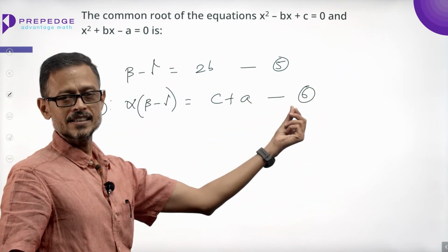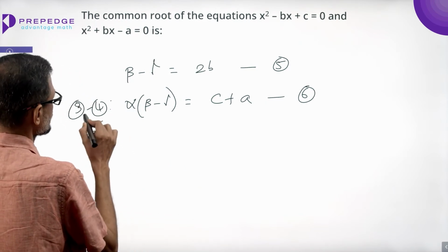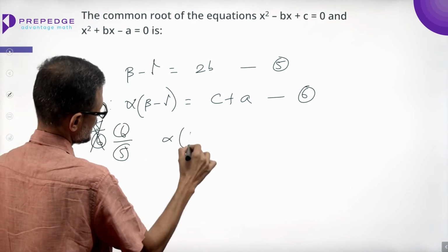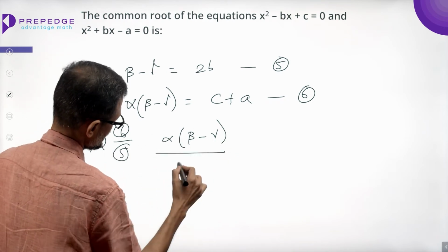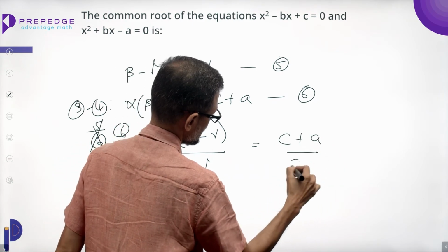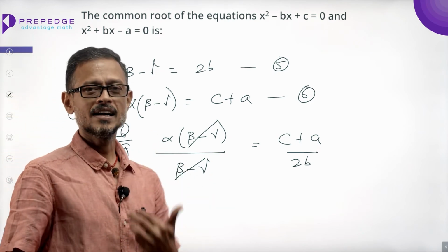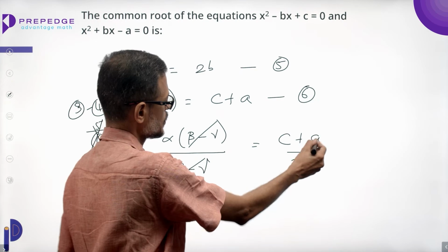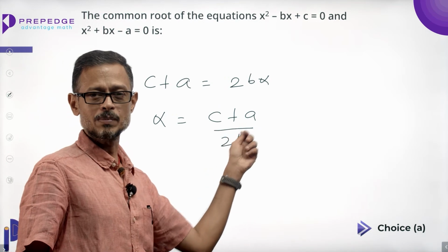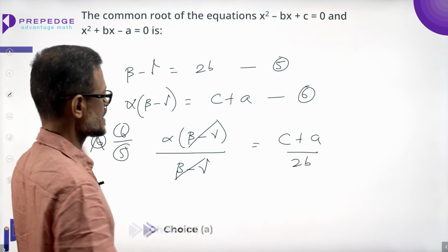இப்போ equation 6 is divided by equation 5 வந்தா என்ன வரும்? Equation 6 divided by equation 5 na, alpha into beta minus gamma on the left hand side divided by beta minus gamma. Right hand side லயும் அதே மாதிரி divide பண்ணோம்னா we'll have c plus a divided by 2b. Beta minus gamma will cancel with beta minus gamma, leaving us with the value of alpha, that is the common root. So the value of the common root is equal to c plus a by 2b, which is the same as what we got in the previous method. Second method, sum and product வச்சு கண்டுபிடிச்சாலும், it's going to be equal to c plus a by 2b. Choice A is the answer to this question.